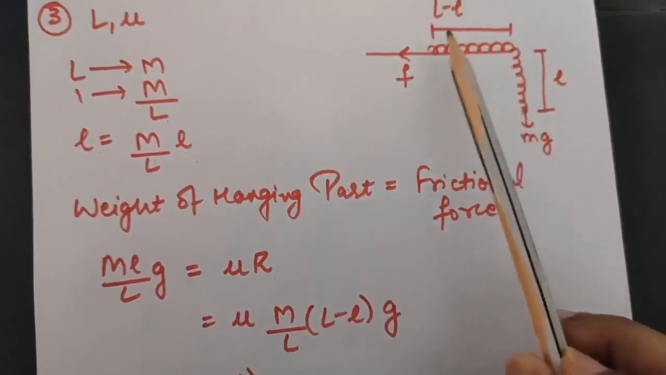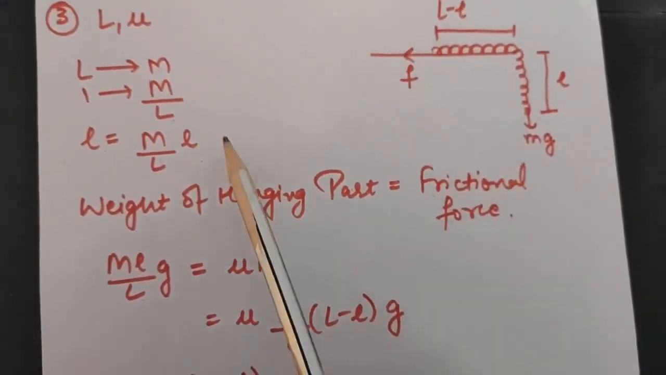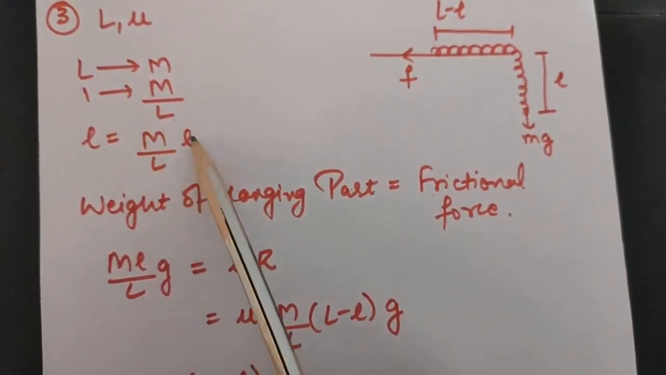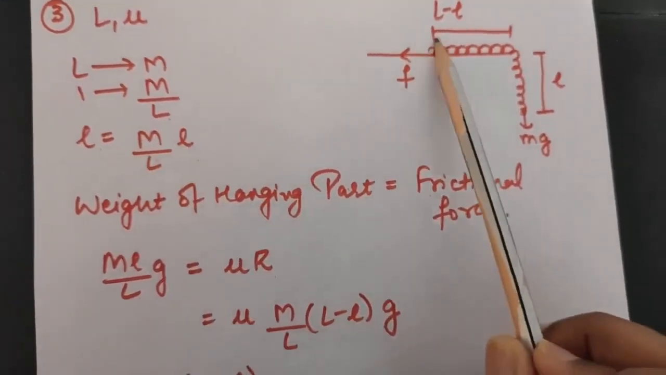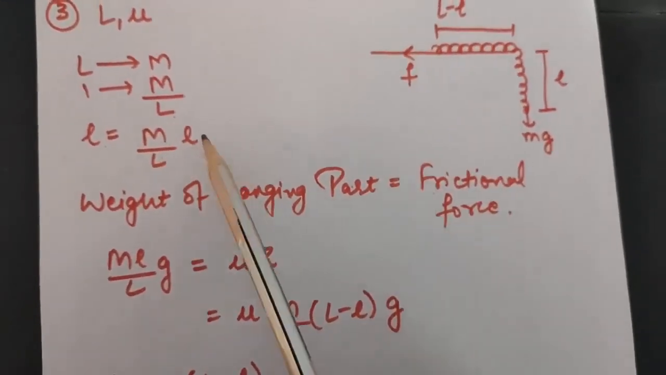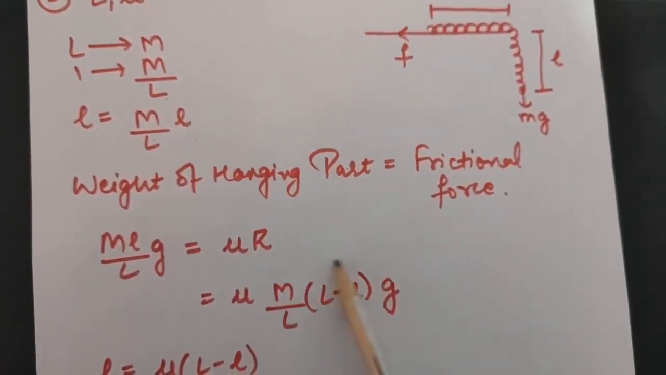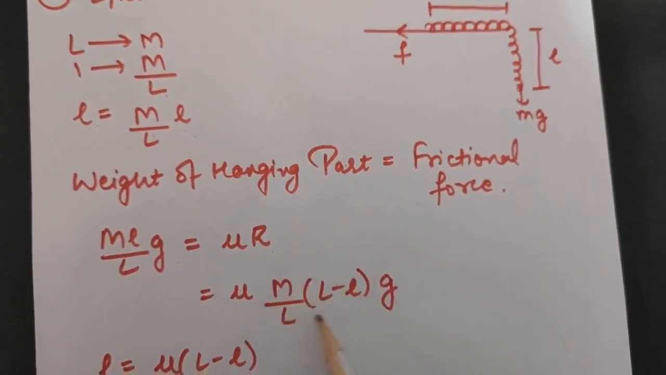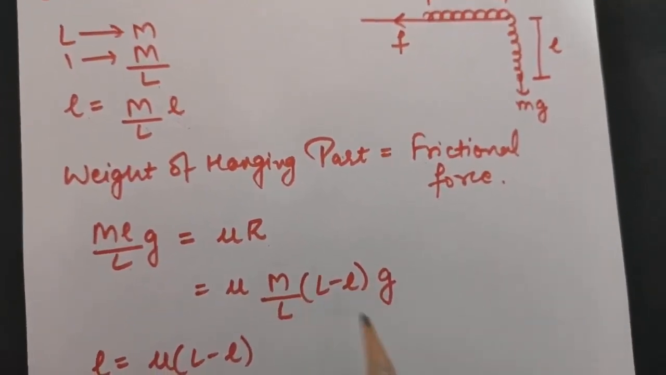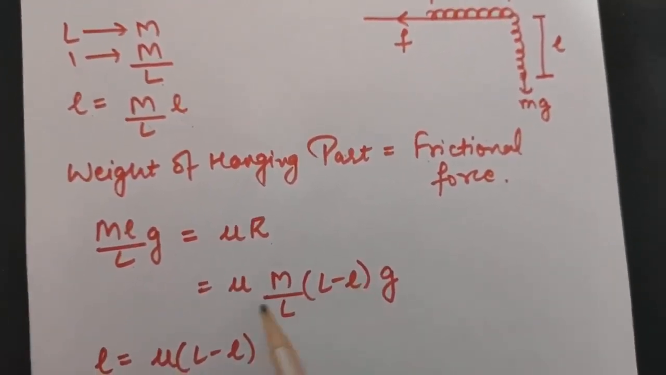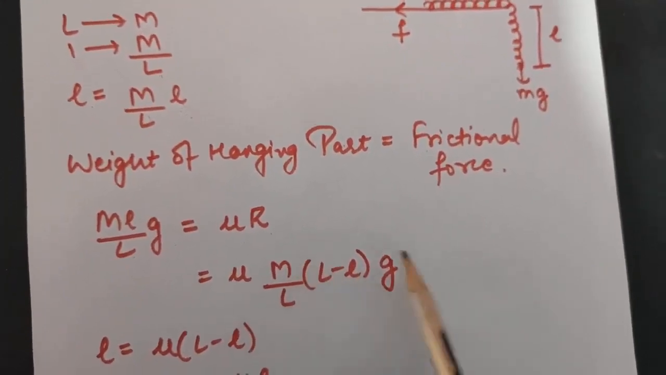So now, as you know, its length is L minus l. For length l, we have calculated this formula of mass. So for L minus l length, just put L minus l there instead of l. So this will be the mass of the part of the chain which is kept on the table. So M by L into (L minus l), that is mu M into g.